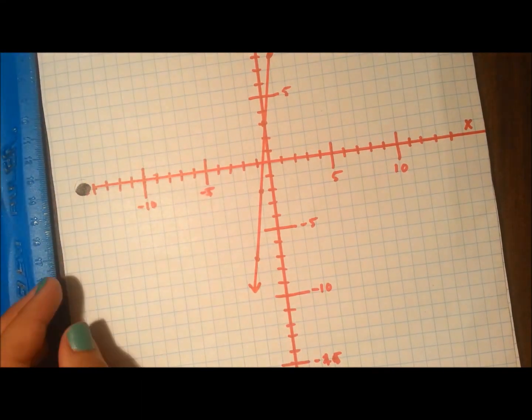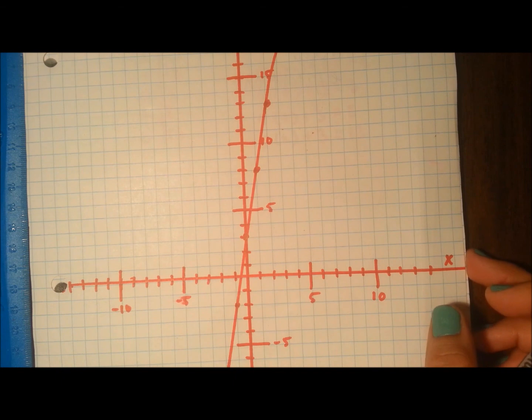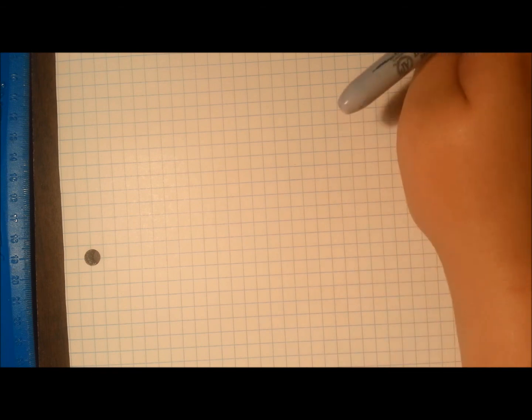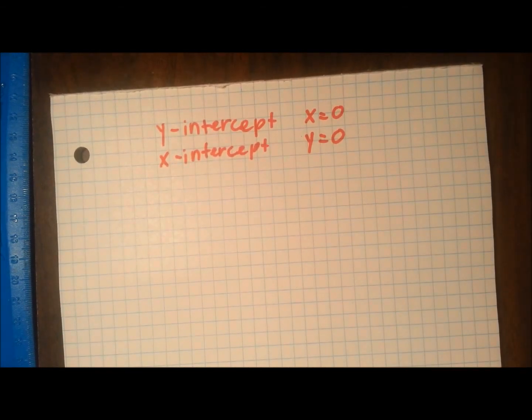And that's how you plot a line graph, a linear equation. Okay, so now I'm going to show you how to graph a linear equation using your x and your y intercepts. Intercepts are when the equation crosses the graph at the x and y axes. The y-intercept is when x is equal to 0, and the x-intercept is when y is equal to 0.